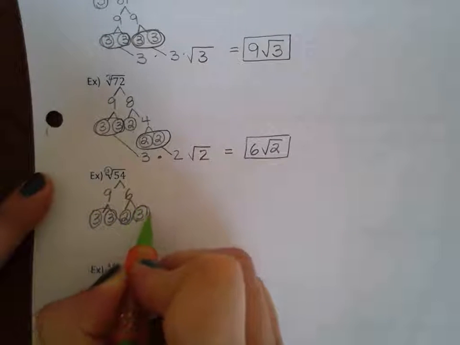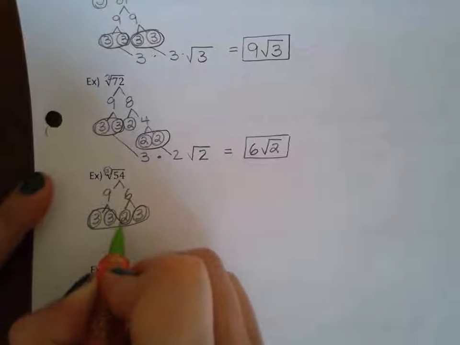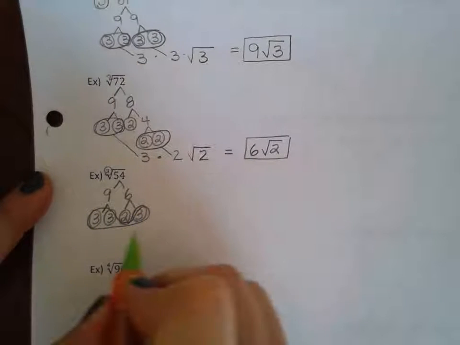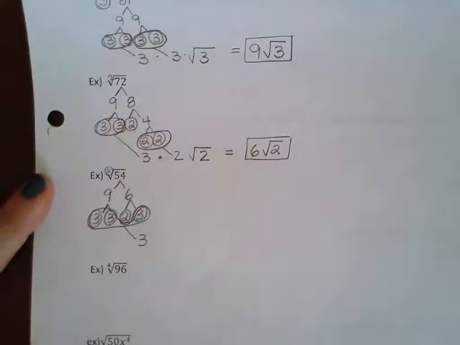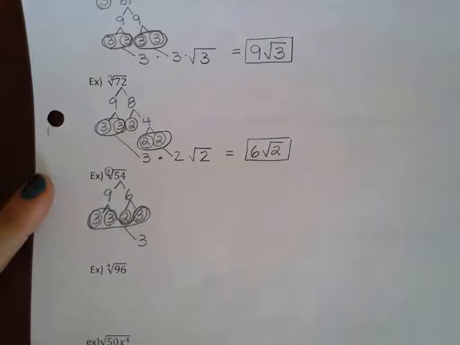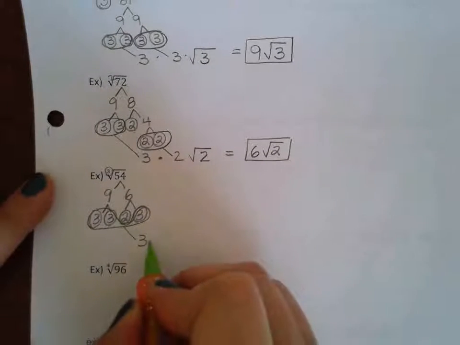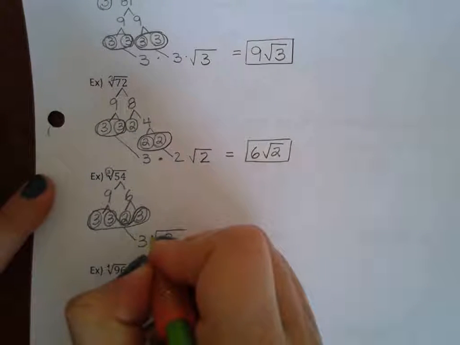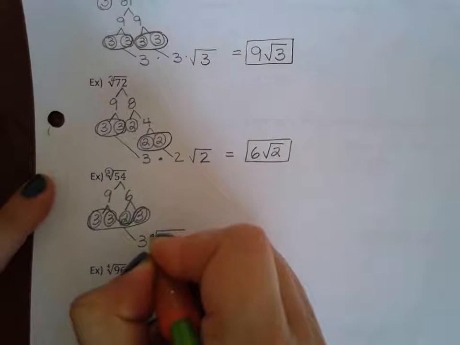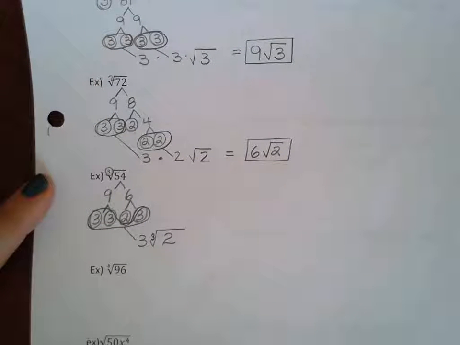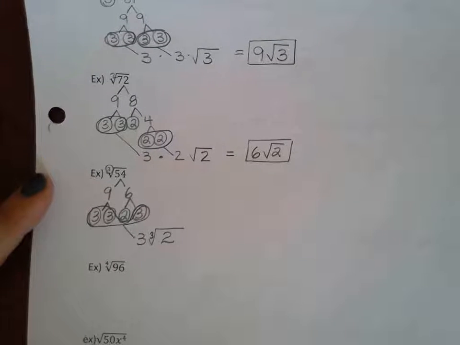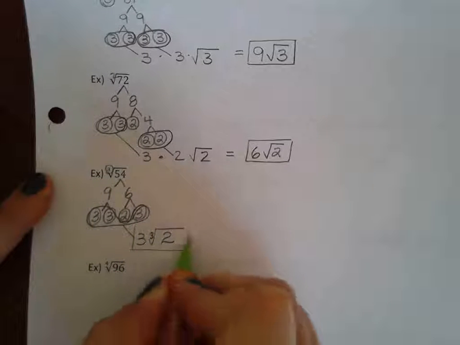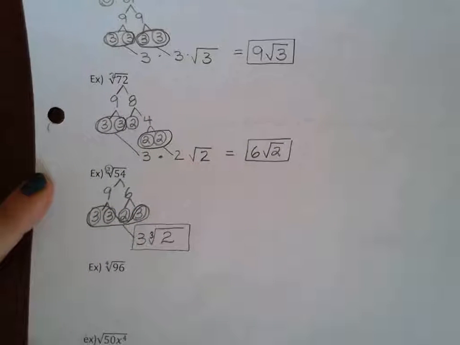right here is a group of 3, right here. So one 3 can come out of that group. Now there's a 2 left over, so we're going to rewrite the radical and put the 2 under it. Make sure that you put the little cube root in there. That way your answer is the correct number, because the square root of 2 and the cube root of 2 are two totally different numbers. So make sure you put your index in there. That's your answer for that one.